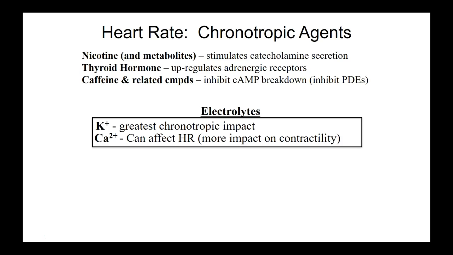So potassium ions are really important with respect to chronotropic agents. Calcium, we saw, also is important, right? And can affect heart rate. But as we'll see, it also affects contractility.